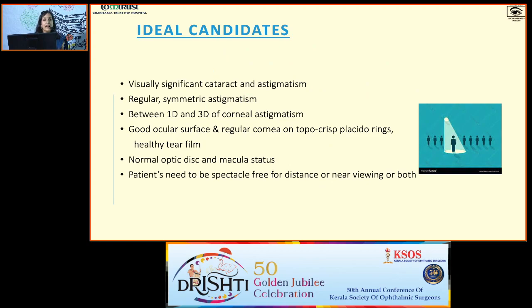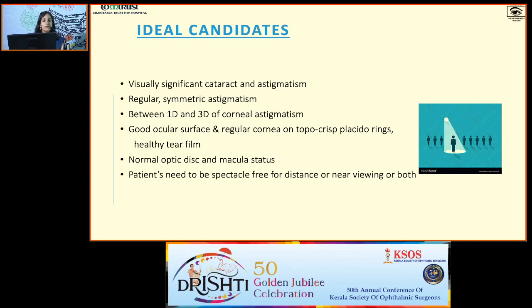So of course, an ideal candidate would be a patient with visually significant cataract along with astigmatism. It should be a regular, symmetric astigmatism. Always aim low, that is, beginner surgeons should always aim for correcting a corneal astigmatism between 1 diopter to 3 diopters. And always aim to have a patient who has a good ocular surface, a regular cornea on topo. That is indicated by very crisp Placido rings. And of course, a healthy tear film and a good Schirmer value.